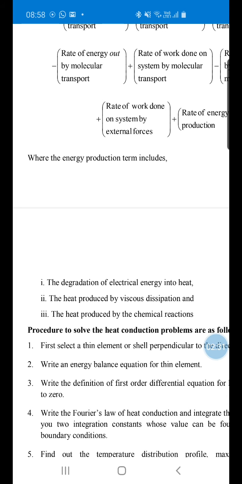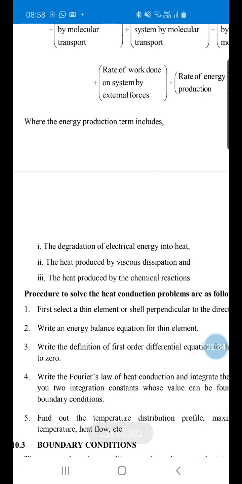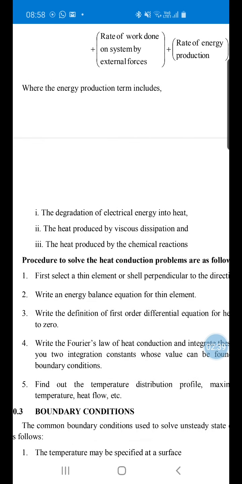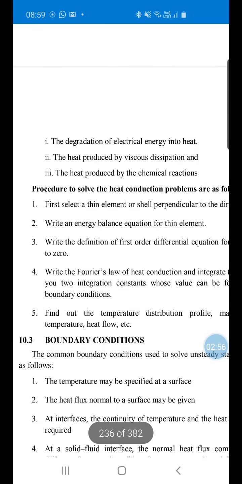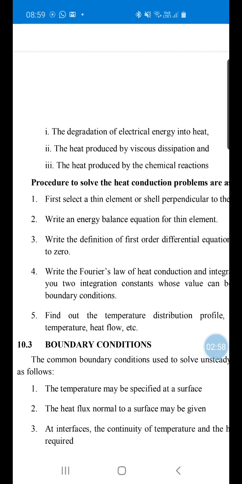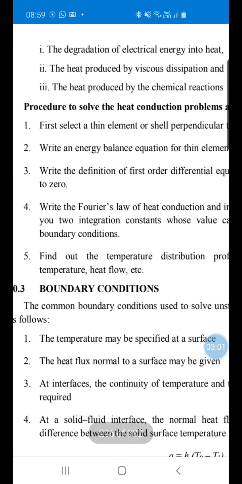Now, the last term included in the shell energy balance is the energy production. What does it include? Energy or heat gets produced because of the degradation of electrical energy. Heat is also produced by friction, that is viscous dissipation, and heat is also produced during a chemical reaction. So if the reaction is exothermic, then heat will be produced because of the chemical reaction. Before solving the various derivations, we will understand the procedure to solve heat conduction problems.